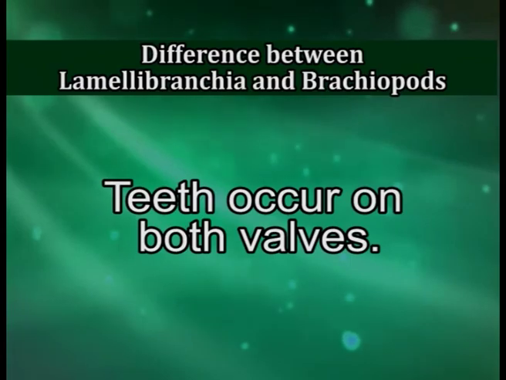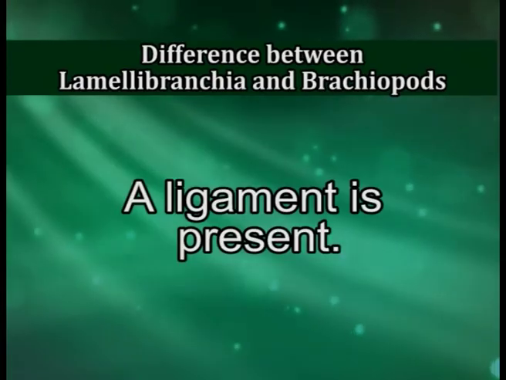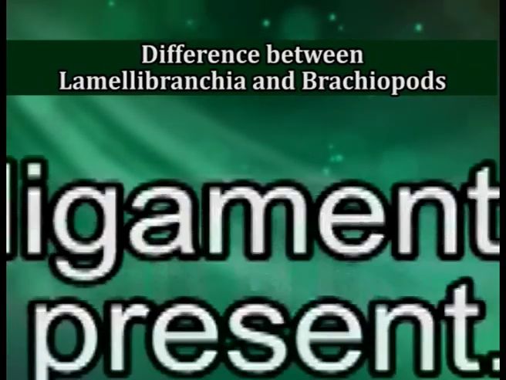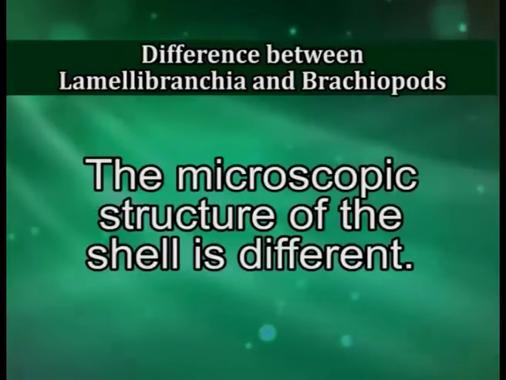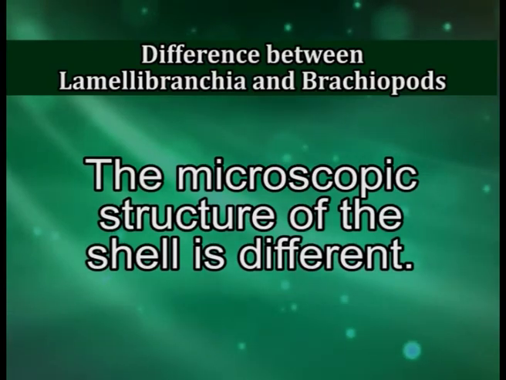Number 3, teeth occur on both valves. Number 4, a ligament is present. Number 5, the umbones are never perforated for the peduncle. Number 6, the microscopic structure of the shell is different. The classification adopted here is based primarily on the character of the hinge, but with other features taken into account. The three main divisions are Taxodonta, Anisomyaria, and Eulamellibranchia.